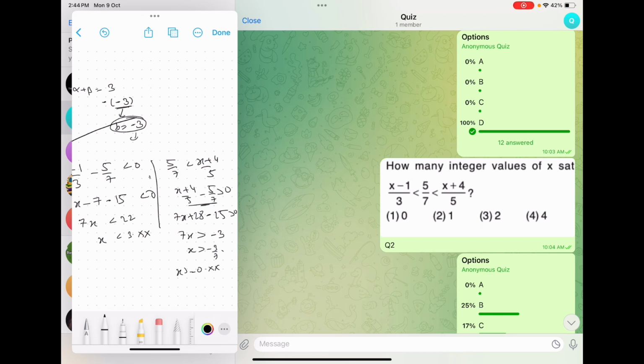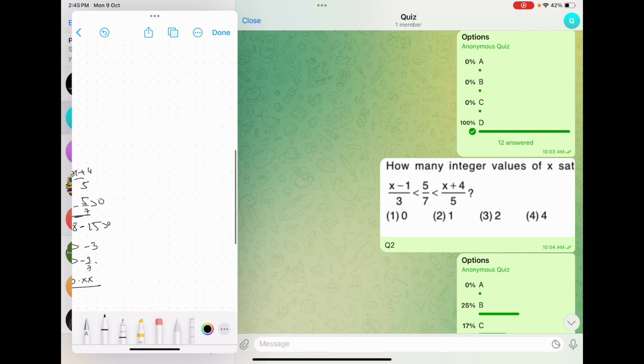So what are all the common values here? The values possible are 3, 2, 1, 0. It will go on like this. And here the values possible are greater than minus 0.xx, so 0 is possible, 1 is possible, 2, 3, and so on. So the common values are these 4, so 4 is the answer to this question. That's it, done.